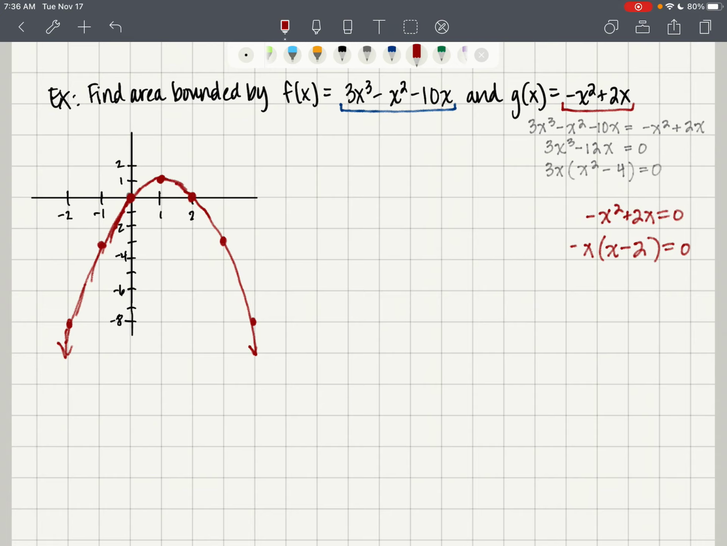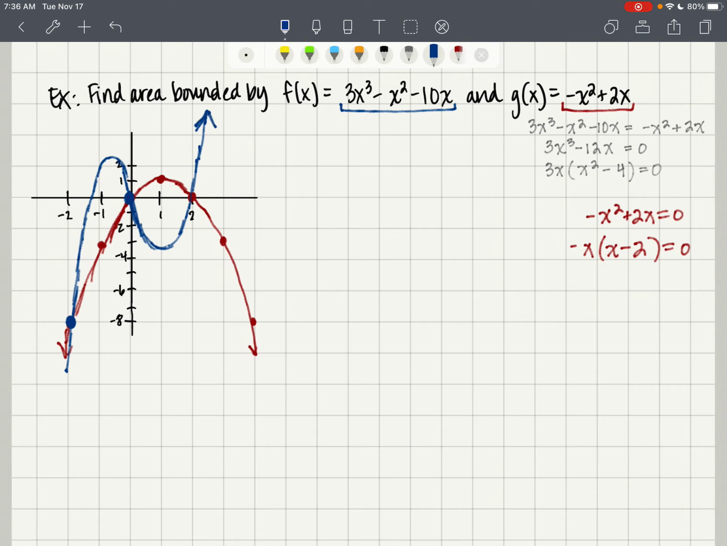Then we have 3x cubed minus x squared minus 10x. We know that it has an x-intercept at x equals 0 as well. What's going to happen here is that it's going to intersect where x equals 2, negative 2, and then it's going to do something like this. It's going to have a turning point. It's going to cross through its x-intercept and also where the parabola is, and it's going to do something like that.